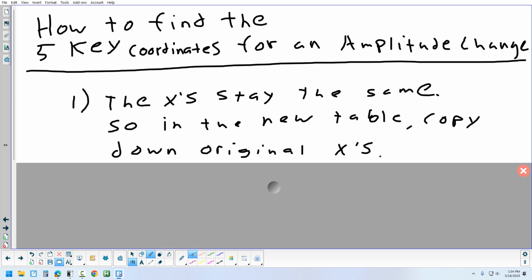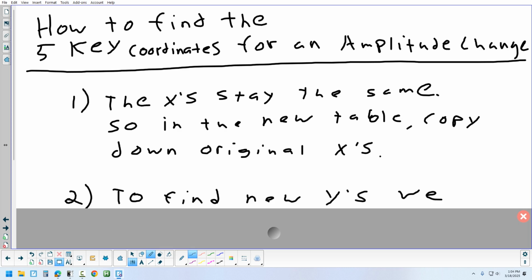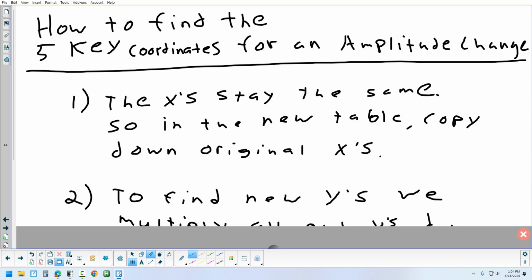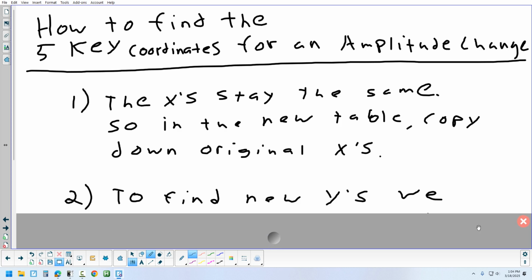Okay, so x's are going to stay the same, which means what's changing again? The y. The y's. Think about the numbers in the y column. What are the numbers in the y column for sine?